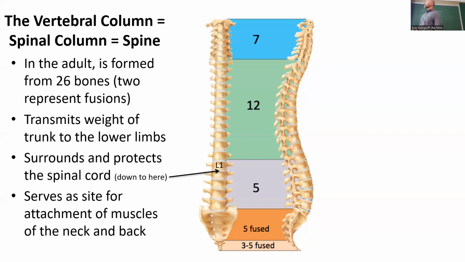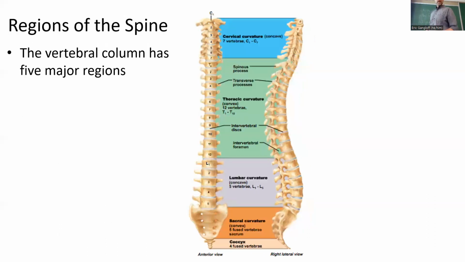Your spinal column, your vertebral bones, serve as attachment points for muscles that allow you to move your head and your neck and your torso as well. I should have actually put torso on there. You'll notice that we have these 26 bones broken down into these regions here. Let's walk through what those regions are.